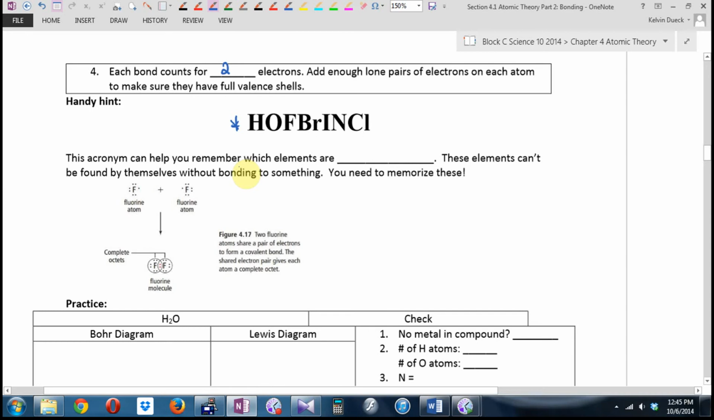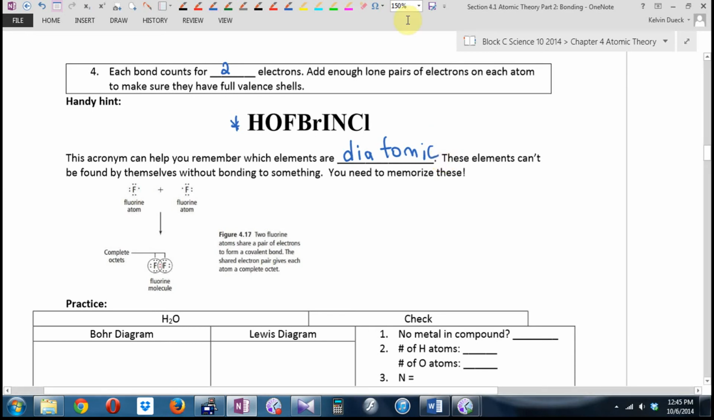This acronym can help you remember which elements are, here's your fancy word, diatomic. What that means is these elements, hydrogen, oxygen, fluorine, bromine, iodine, nitrogen, and chlorine, form covalent pairs with each other. Now, if you combine them with other elements, they don't have to be in pairs, but on their own, they're going to pair up. They are that hungry for electrons.